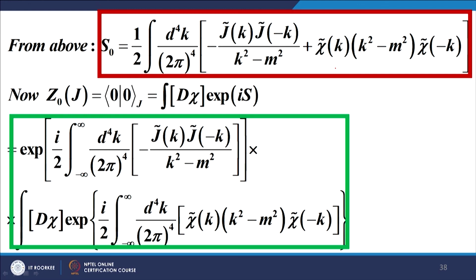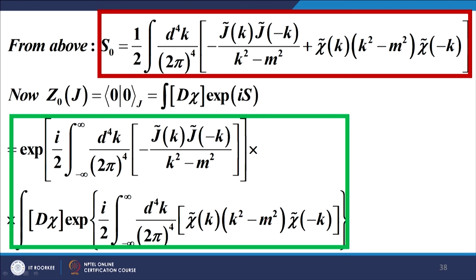But the important thing is, if you look at these two terms, the first term, j tilde(k) j tilde(minus k) upon k square minus m square, this first term is independent of chi. Because this is independent of chi, I can take this exponential with this term outside the path integral, and the remaining term remains inside the path integral. So, in other words, this action, of course together with the source, leads to the generating functional when I integrate e to the power iS, the path integral.